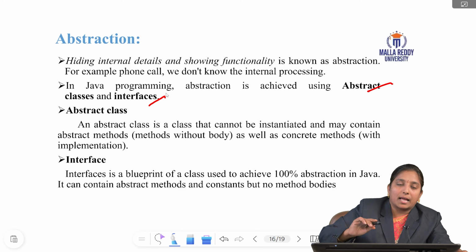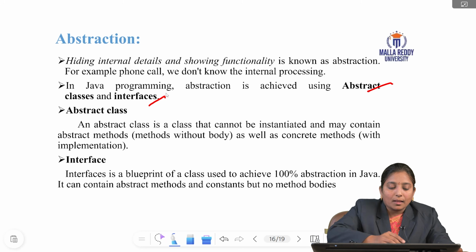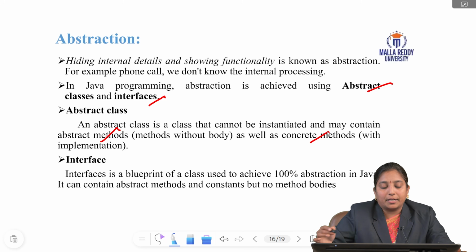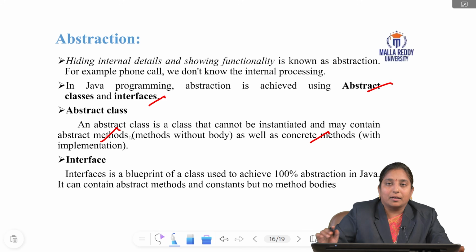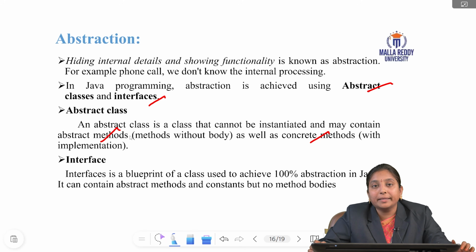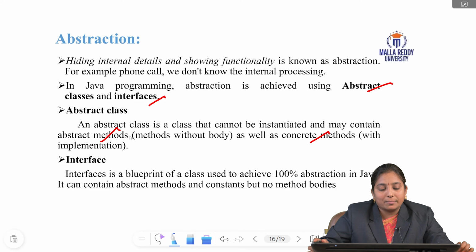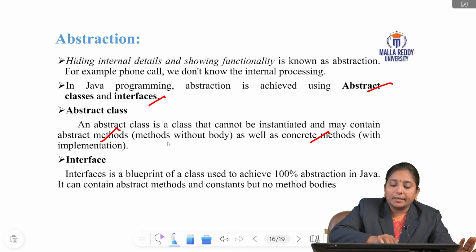What is an abstract class? The abstract class contains two types of methods: abstract methods and concrete methods. What is an abstract method? An abstract method is the method prototype. It does not contain any method body. This is the prototype of the method.